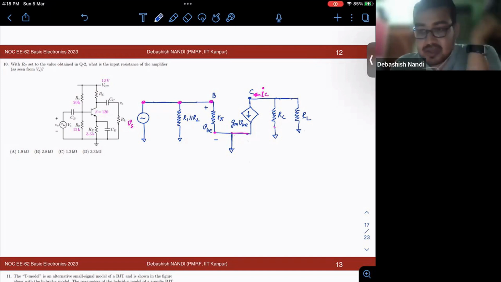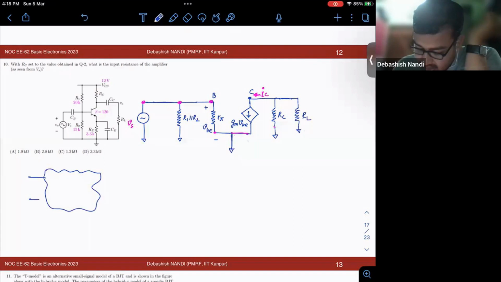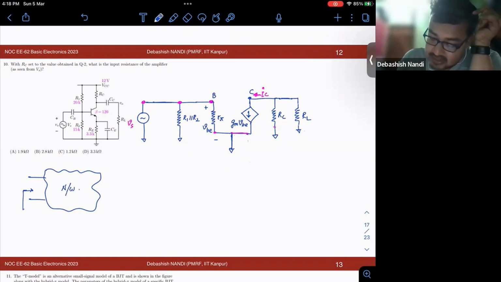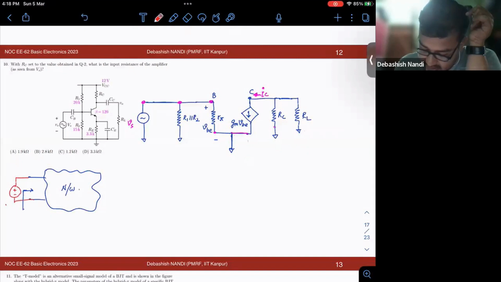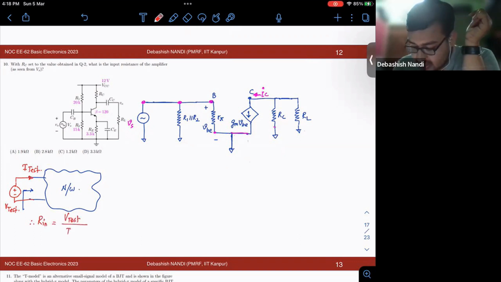Input resistance, or finding out resistance between any terminal. One way is, as I have told you, the Thevenin method. Another way is you simply apply, suppose this is a network and you are asked to find out the input resistance. Simple method is you apply a V test here, test voltage. You calculate I test and you take the ratio. R in would be V test by I test. Okay.